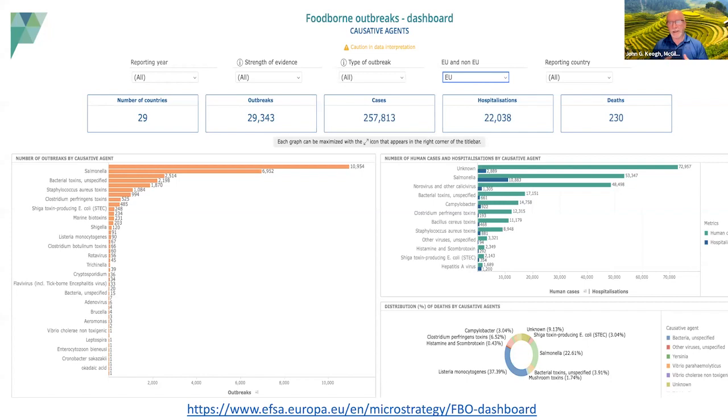they look at the foodborne disease outbreaks in Europe. This is from the period 2016 to 2021. You can see here astronomical numbers: 29,343 outbreaks, 257,813 individual cases, that means humans that got sick, 22,038 hospitalizations, and 230 deaths.